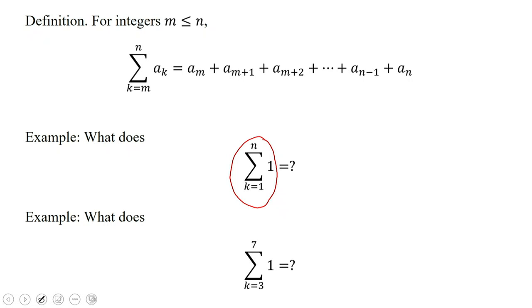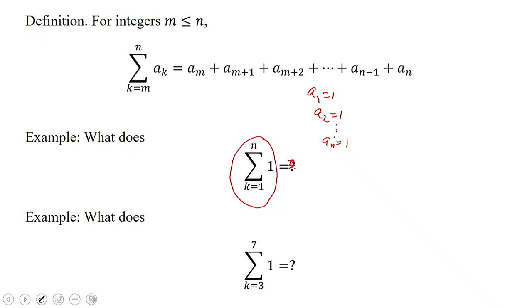sigma, k goes from 1 to n, and the term 1 is there. So what is it, and how do we interpret this, and what does it mean? Now, the way to look at this is that this 1 is a constant, but it's a stand-in for each of the terms going from 1 to n. So for example, in this case, a_1 is equal to 1, a_2 is equal to 1, and so forth up to a_n, which is equal to 1.